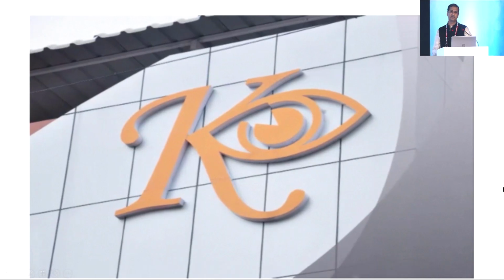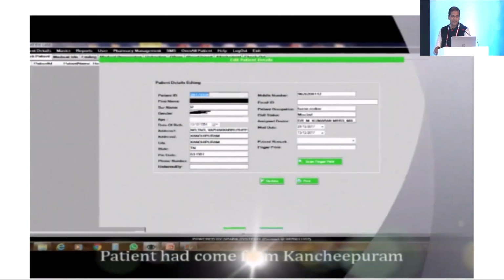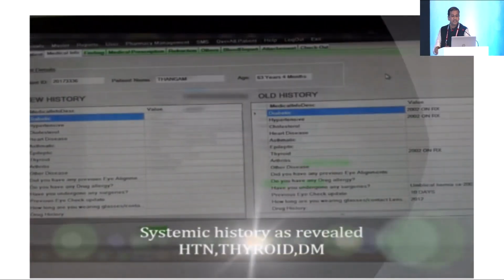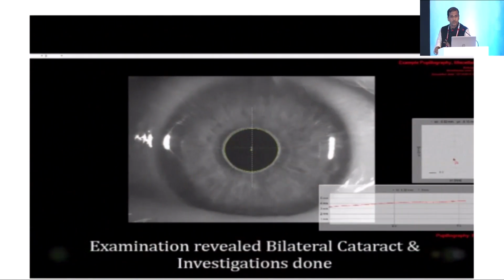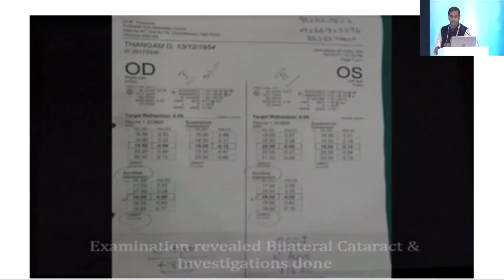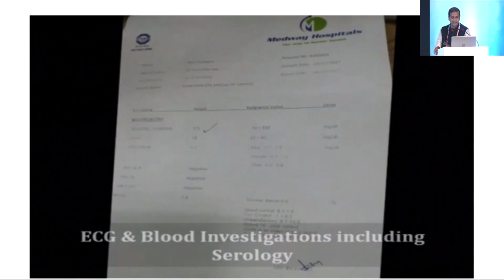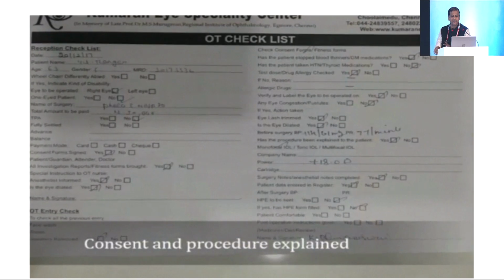So this patient actually presented to us 2 weeks back. She presented on a busy OPD. She was coming from a different place, around 70 kilometers from Chennai. All the investigations were done. She was on routine hypertensive medication. We did not bother to go into it because her BP, her ECG, and all the blood investigations were quite normal. She underwent an uneventful cataract surgery.